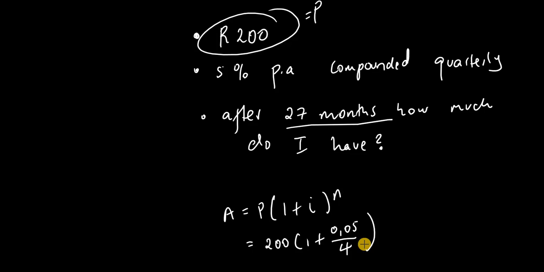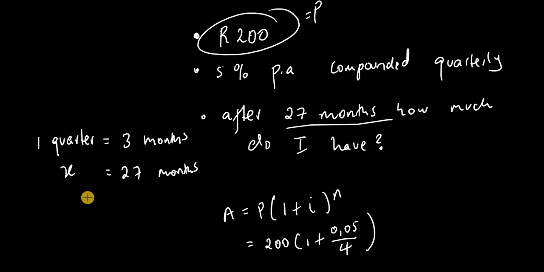Now be careful. How do you solve it? You say 1 quarter. 1 quarter is how many months? It's 3 months. That is 1 quarter. So 27 months is going to be how many quarters?